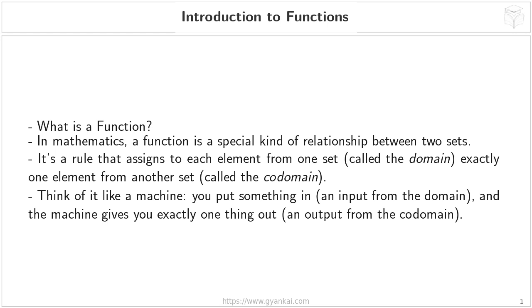It can't give you multiple outputs for the same input, and it can't just decide not to give you anything at all. We'll be looking at examples of these machines, these functions, in the coming slides, and we'll see how to define them and how to work with them. But this basic idea, a rule assigning one output to each input, is the core of what a function is. We'll build on this concept in the next few slides by breaking down the components of a function, like the domain, codomain, and the rule itself.